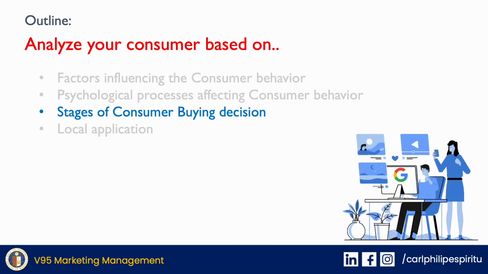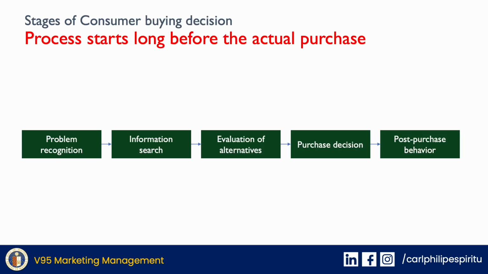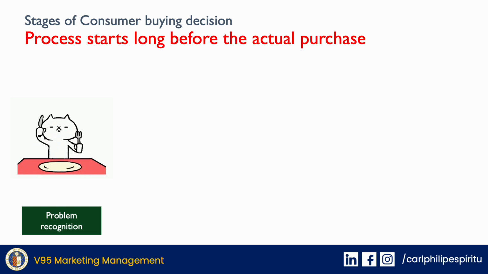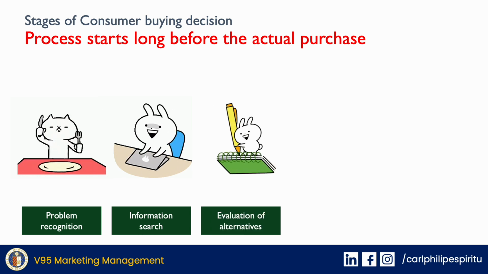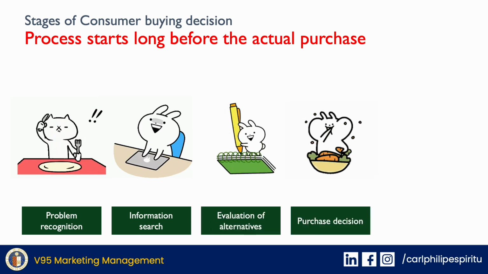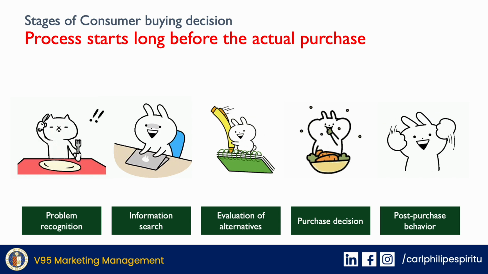The next one is the stages of consumer buying decision. A marketer should understand that the buying process starts long before the actual purchase. Problem recognition: this is the trigger of the buying decision. Then information search, evaluation of alternatives, purchase decision, and post-purchase behavior.